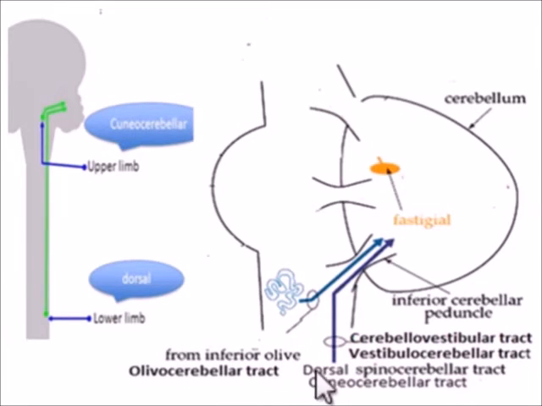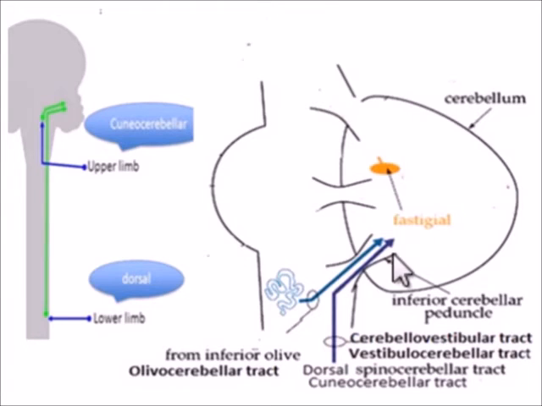So we have noted here that it is the dorsal spinocerebellar tract and cuneocerebellar tract that carry proprioception from the lower limbs and from the upper limbs and go through the inferior cerebellar peduncle to the spinocerebellum.